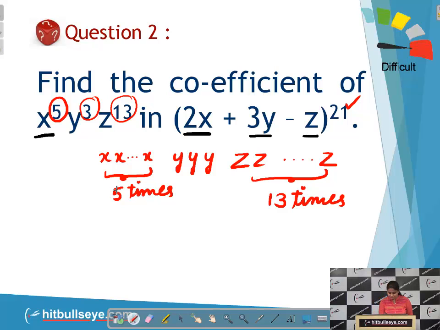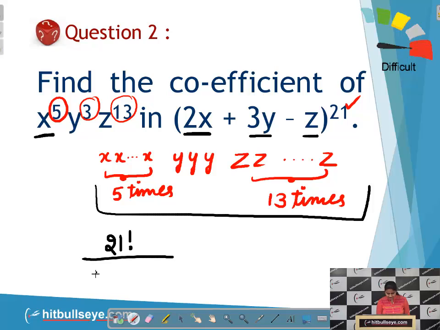Once again, first of all, we will take the arrangement of this thing. As you can see, there are 21 terms. 5 are alike in one way, 3 are alike in one way, y, and 13 are alike in another way. That is the coefficient, but this is not the complete coefficient.